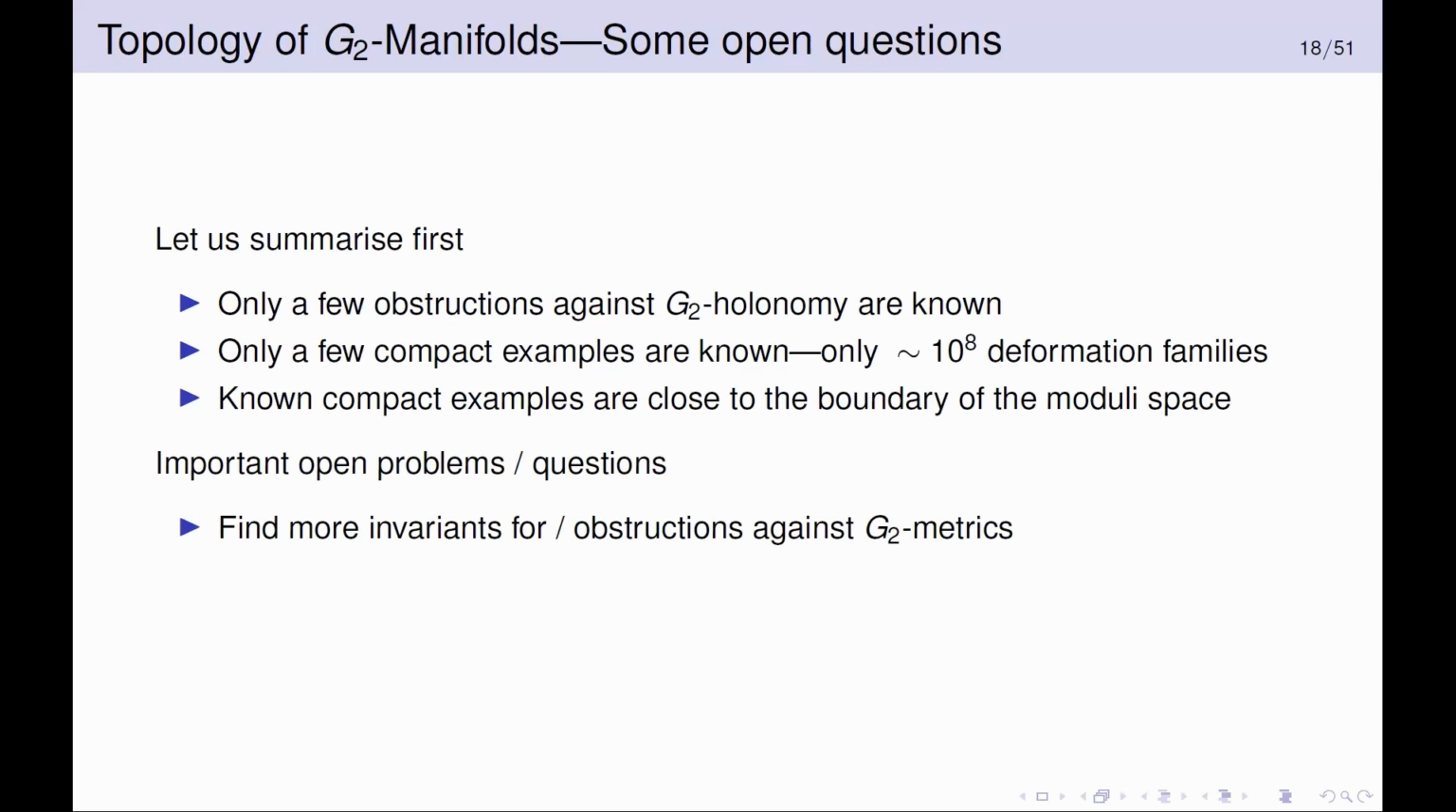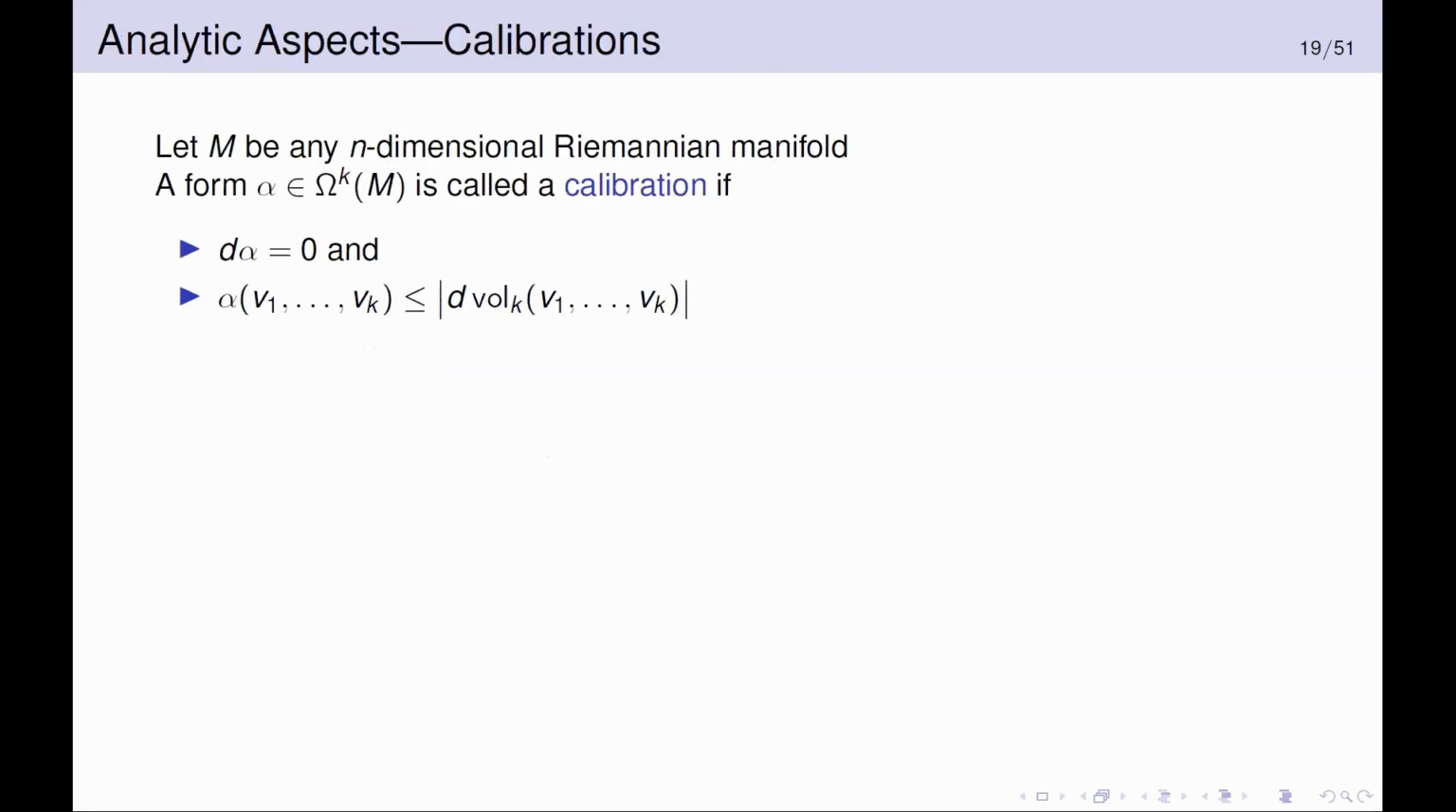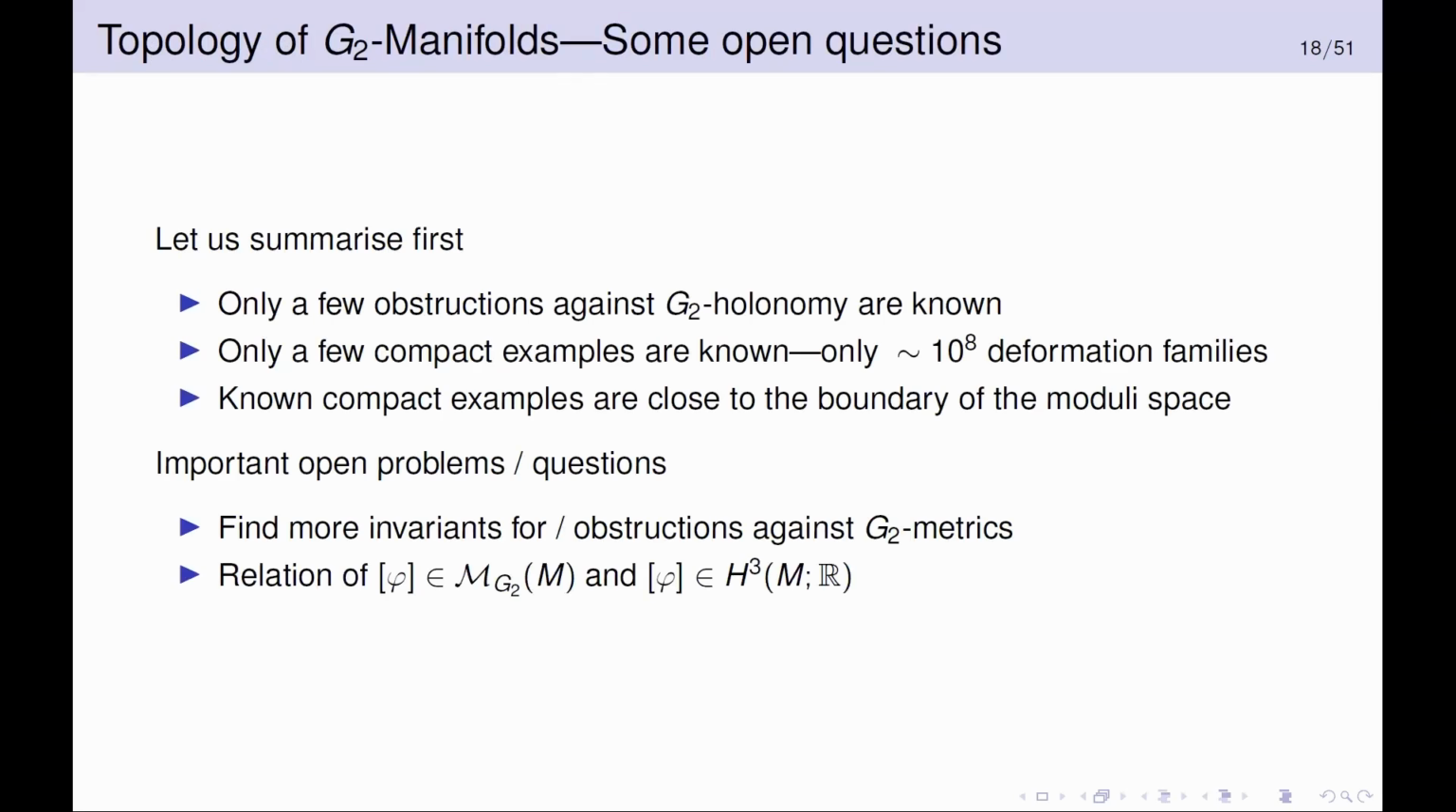And some important open problems: you want to get more invariants for G2 manifolds or more obstructions against them so that you get closer to the range of examples. Of course, you also want more constructions. Then something we don't know is the relation of the equivalence class of phi in the moduli space and in the third cohomology. From a conceptual point of view, we don't really understand what's going on. And as I said, we neither know whether the map between these two spaces is injective nor surjective. That's it already, okay. Any questions about this topological part?